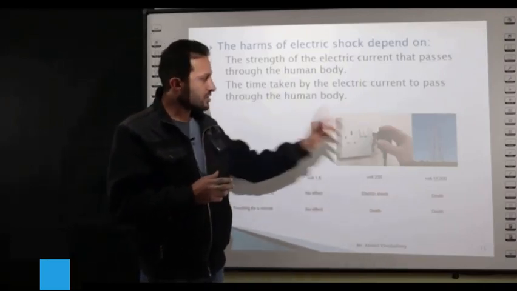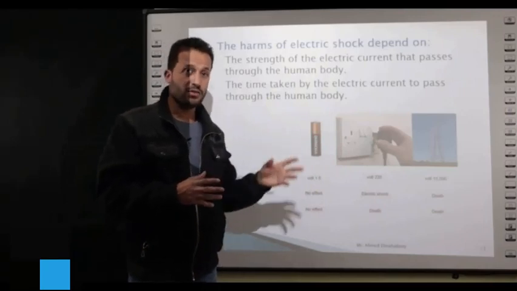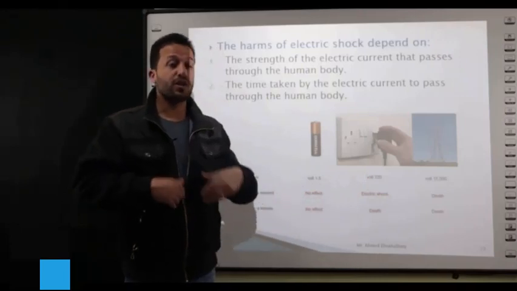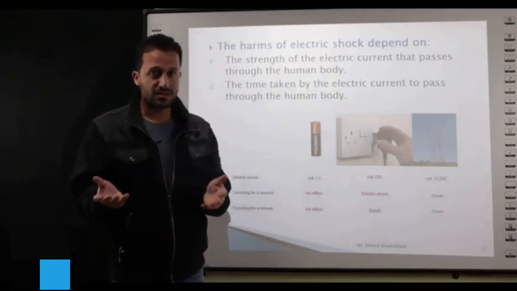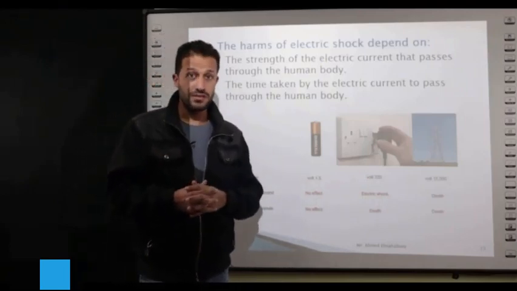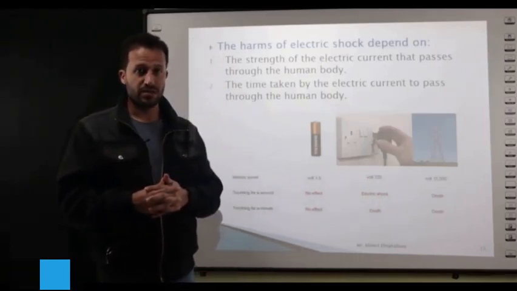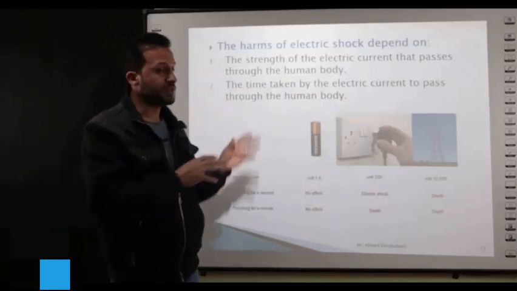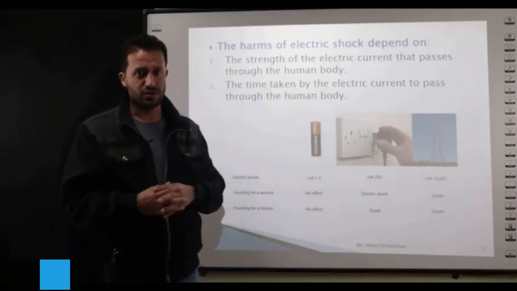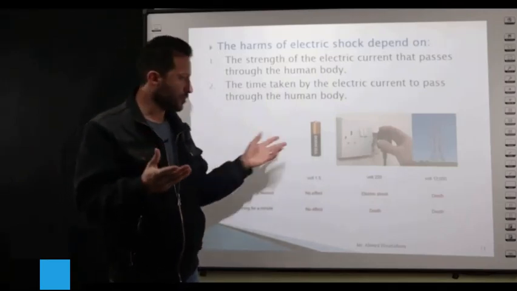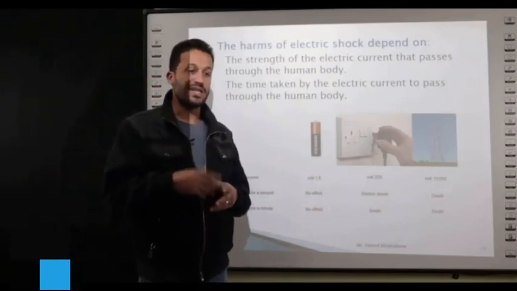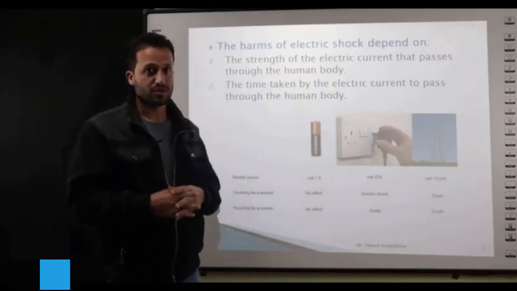But if someone touches the electric wires in the house, with strength about 220, for a long time, minutes, of course this will cause a large damage and may lead to death. Okay, so the damage or harm of electric shock depends on two things. Number one, the strength of electric energy, and this depends on the source of electric energy. Number two, the time that the electric energy takes to pass through the human body.